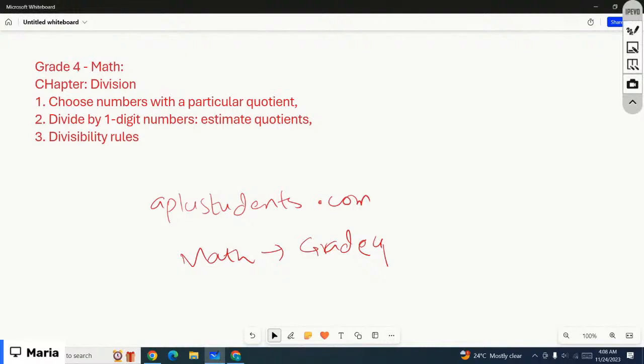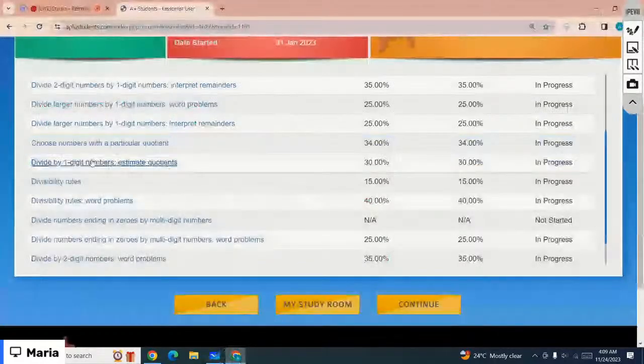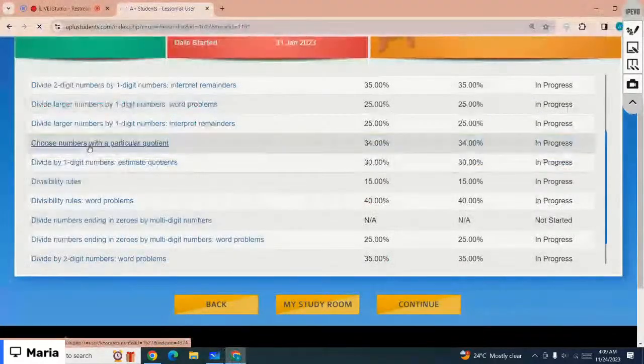We're going to start with the chapter division, and the lessons we're going to cover from the chapter are choose numbers with a particular quotient, divide by one digit numbers, estimate quotients, and divisibility rules. So let's just start with the first lesson, that is choose numbers with a particular quotient.